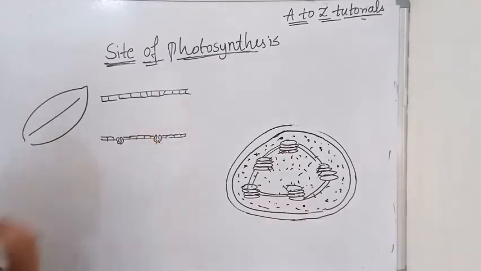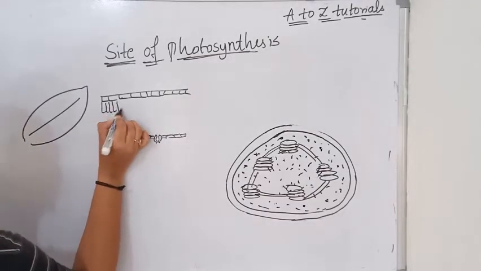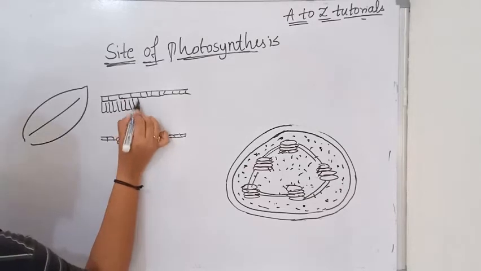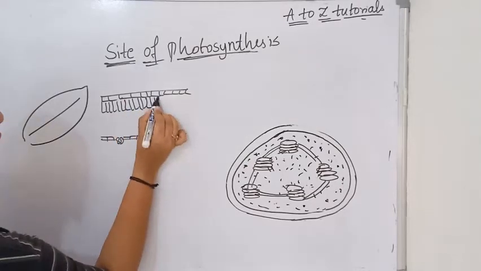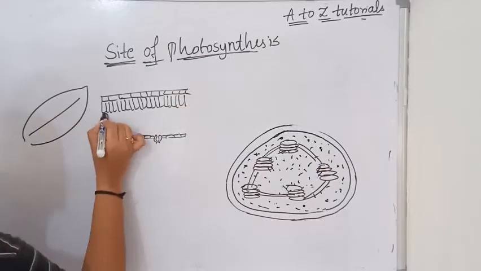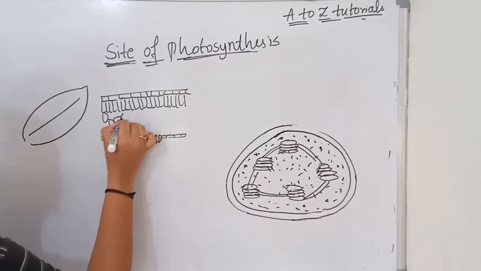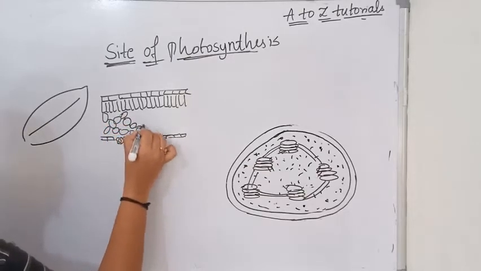In between the upper epidermis and lower epidermis, we find parenchyma cells. Okay, in the upper part are the compactly arranged parenchyma cells, which we call palisade parenchyma, and in the lower part we find loosely arranged parenchyma, that is what? The spongy parenchyma.